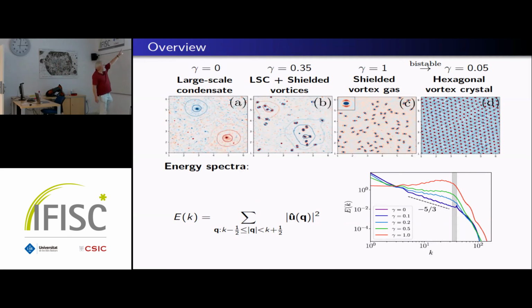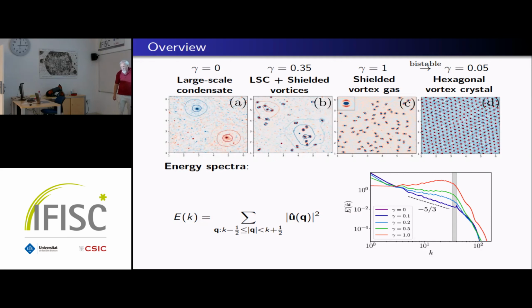So when gamma is 0, so there's no instability forcing, everything is driven by just random stirring, you find this condensation process that I've already described, and you saw a picture of that. As I increase the contribution from the instability forcing, you find these small-scale vortices appearing inside these condensates, as you can see over here.